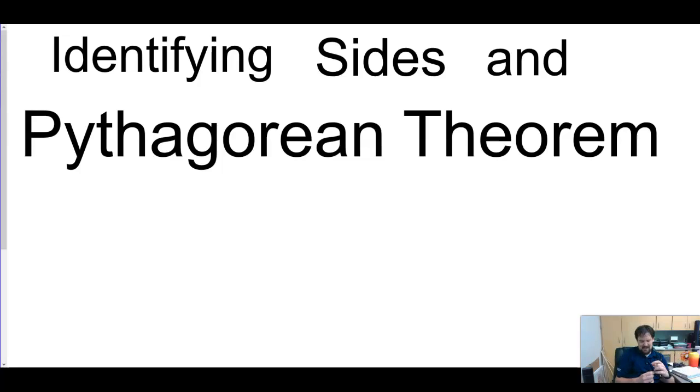Identifying sides and the Pythagorean theorem case. This may be a review for some of you, but it's a pretty important thing to understand. The Pythagorean theorem is probably one of the most important theorems in all of mathematics, so that's why we always go over it. It applies to a lot when it comes to geometry and trigonometry.